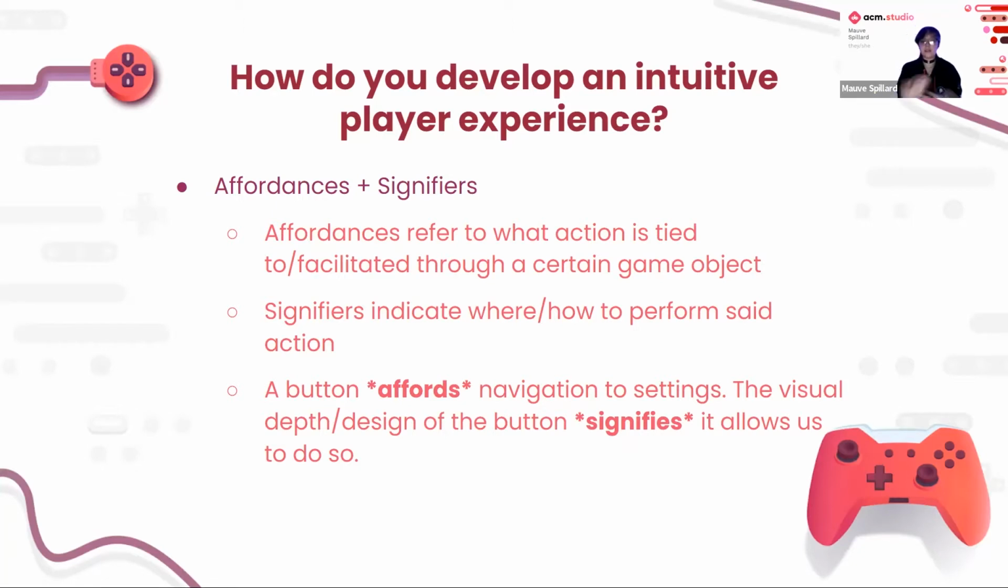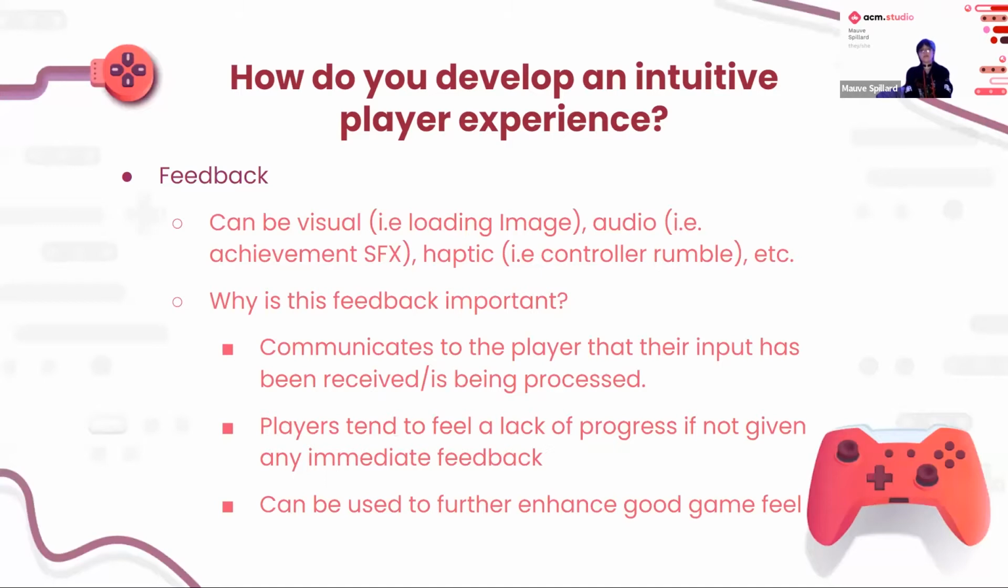Whereas signifiers indicate to the user where and how to perform that action in order to get the affordance to occur. So the button itself affords navigation to settings, but the visual design and depth of the button signifies that it would allow you to do so. If the button that you pressed to open that door wasn't labeled, it wouldn't have a signifier, which would make it more difficult for you to access that affordance, and therefore more difficult to experience the play of the game, essentially. And feedback is also very important.